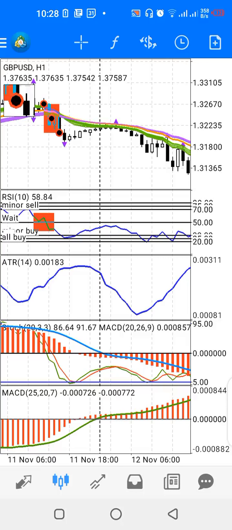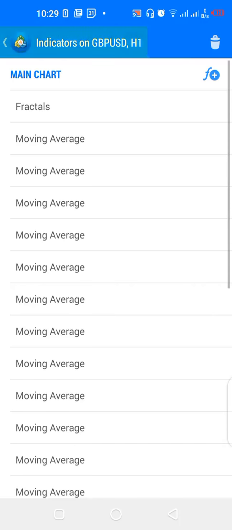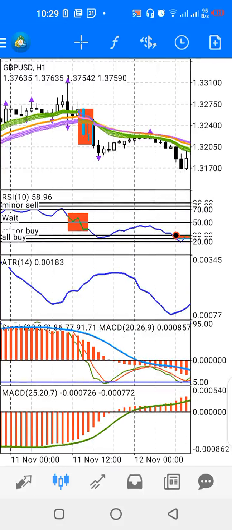Let's go to indicator window 2. Now let's look at the parameters for indicator window 2. We just have ATR. The period is 14 and the color is blue. Now the essence of the ATR is just to know, if you are going to place a stop loss, what should be your stop loss calculation. So that will be adding the ATR.